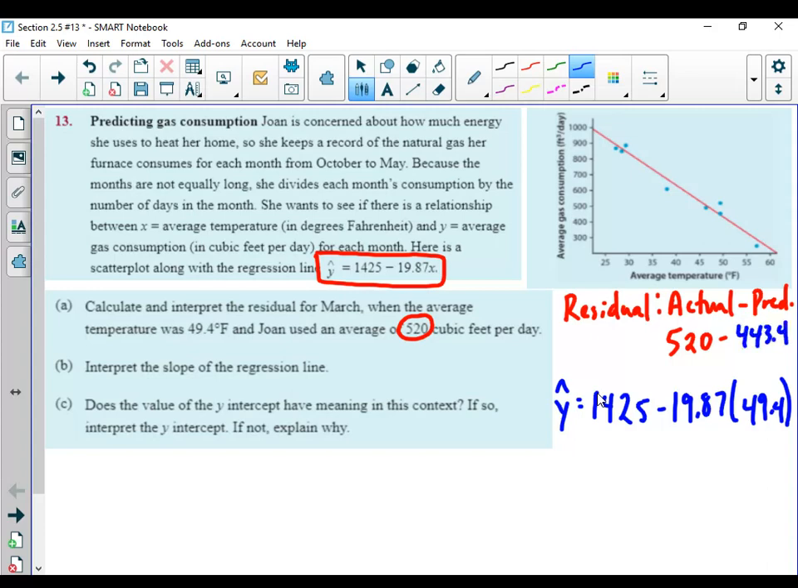So the residual will be the difference between these. So I'm looking at a residual that's 76.6. That's how much error we have. That would be the calculating part. The interpretation is basically, okay, was my prediction too high or too low? Which one was it? Too low, right. So my prediction was too low.